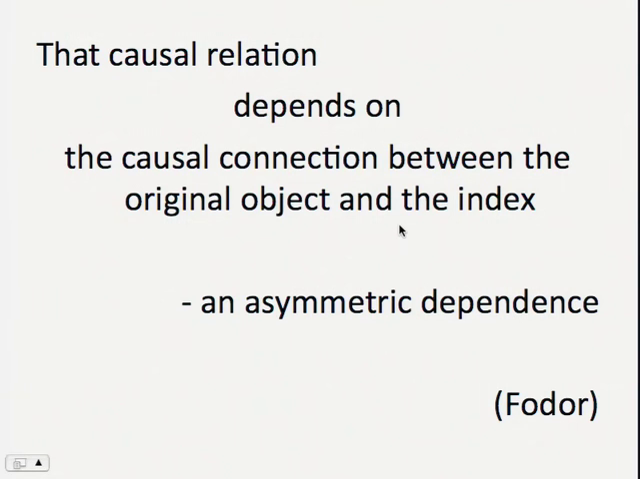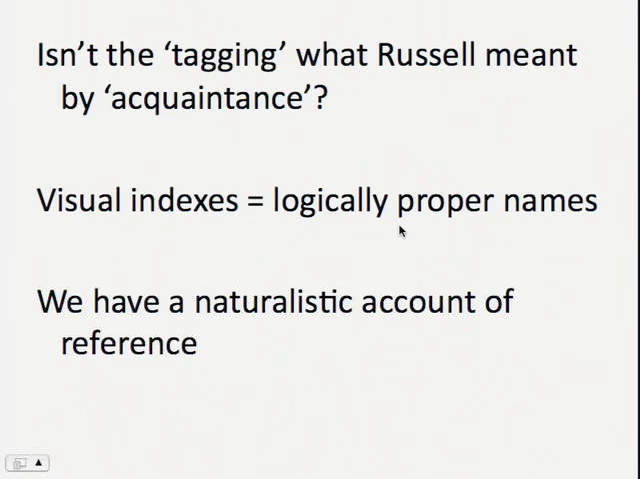Yeah, so you could say, well, I don't even need to talk about biological function. I can explain how tags can be getting it right or wrong using asymmetric dependence. Whatever exactly we say about that, you can say, look, tagging here is what Russell meant by acquaintance.